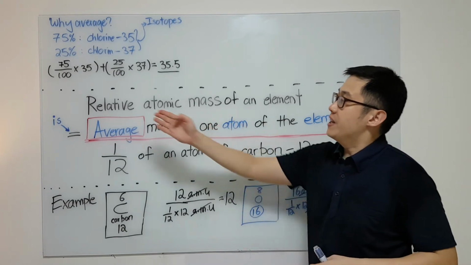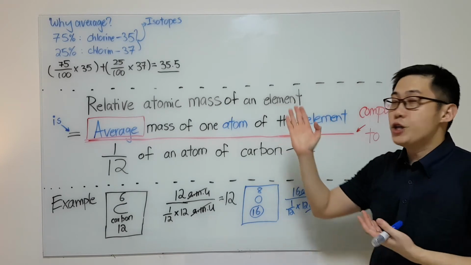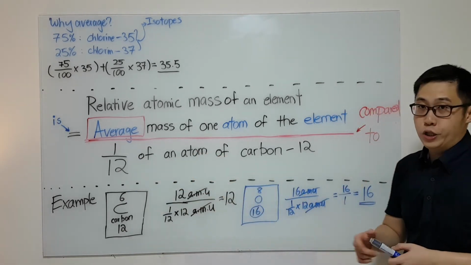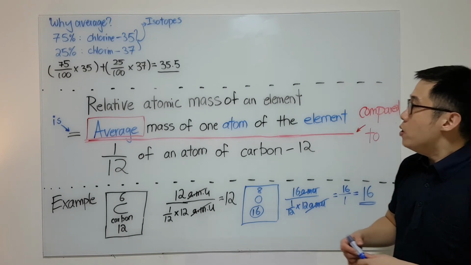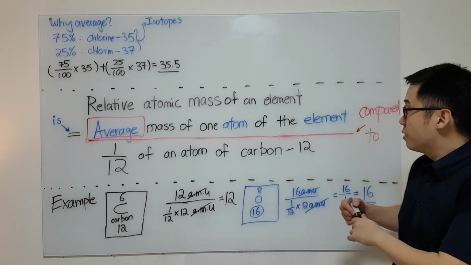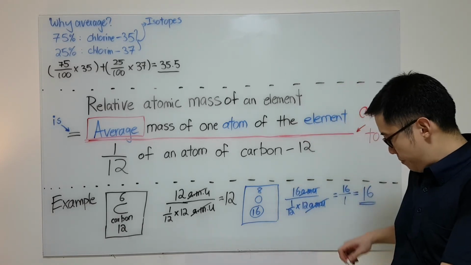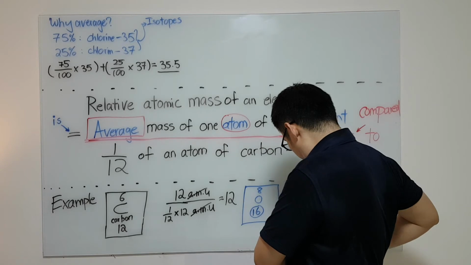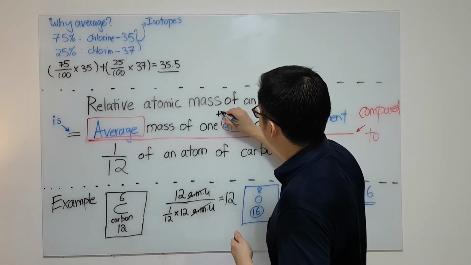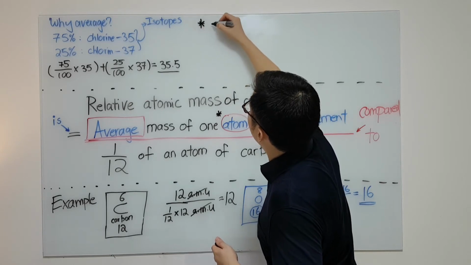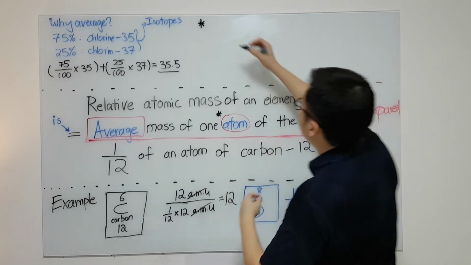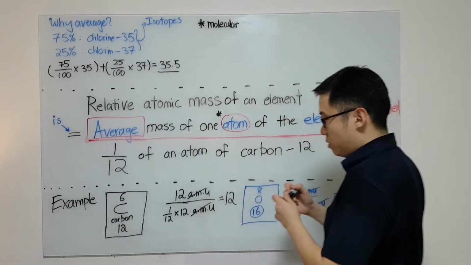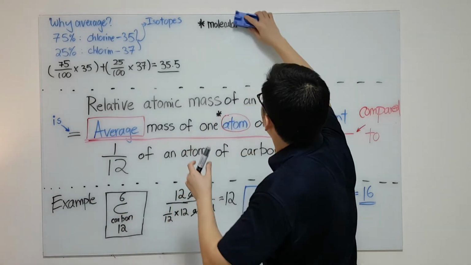Now, students, if you understand that the relative atomic mass of an element is simply the average mass of one atom of the element divided by 1/12 of an atom of carbon-12, you will understand that if I were to replace this term here, atom, with the word molecule, I'm just going to draw a little star here, I'm going to replace it with the average mass of one molecule.